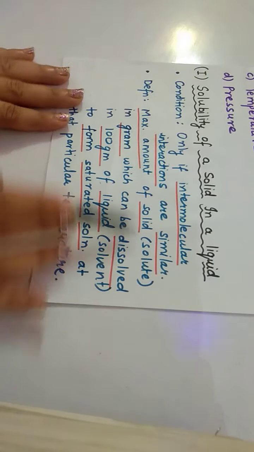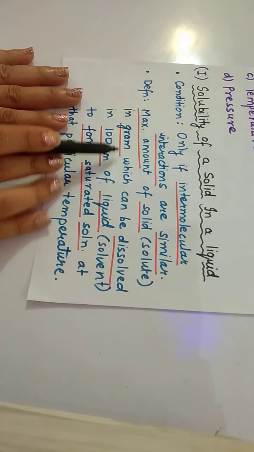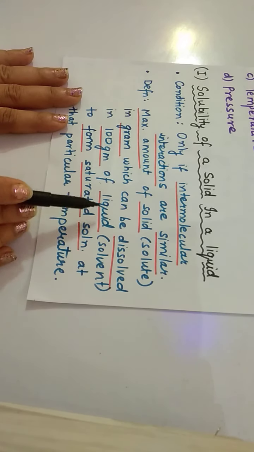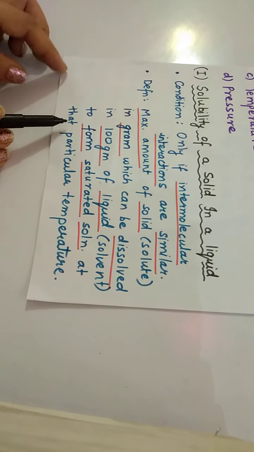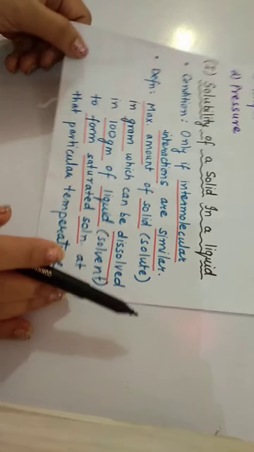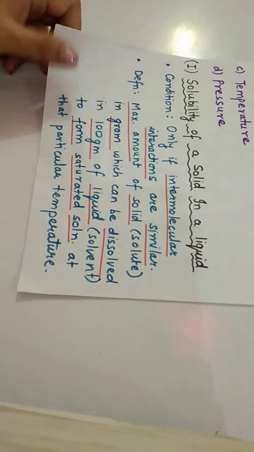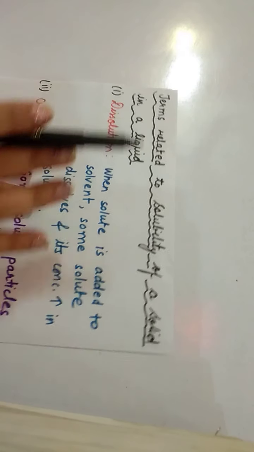So it is the maximum amount of solid in grams which can be dissolved in 100 grams of liquid, that is solvent, to form a saturated solution at a particular temperature. So this is what exactly it means. Now there are some terms related to the solubility of a solid in a liquid.